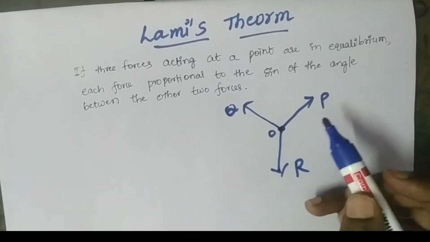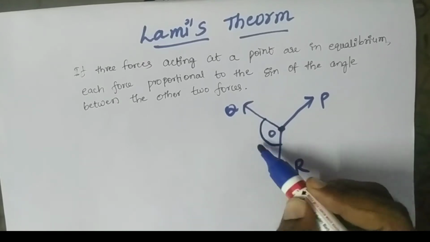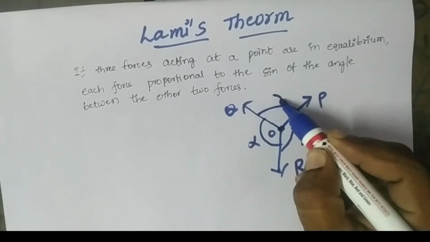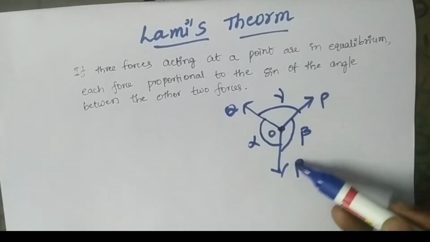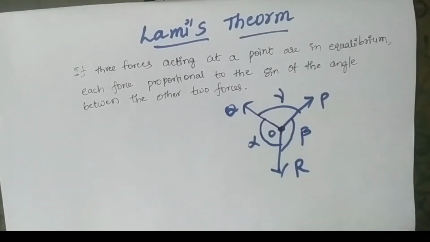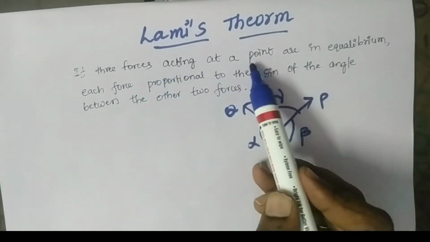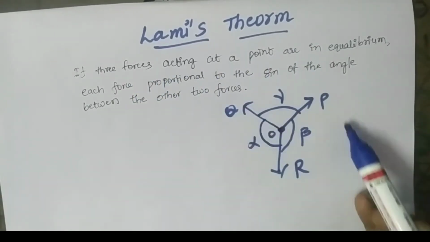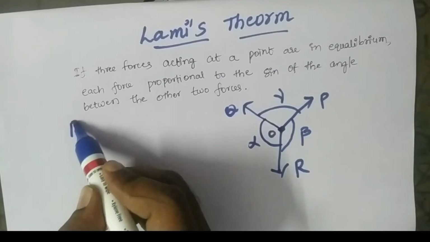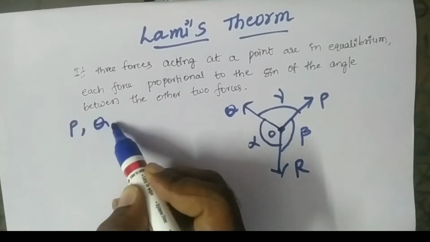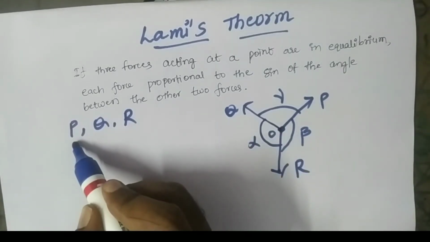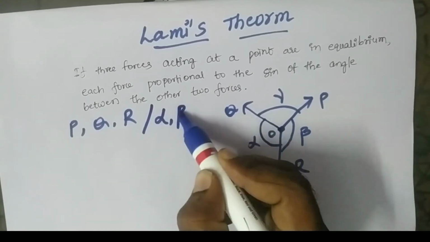Now, P's opposite angle is alpha, Q's opposite angle is beta, and R's opposite angle is gamma. That means the angle between these two forces is beta, between these two forces is gamma, and between these two forces is alpha. Three forces acting at a point in equilibrium, each force is proportional to the sine of the angle. Each force means the forces P, Q and R, and the angles between the other two forces are alpha, beta and gamma.